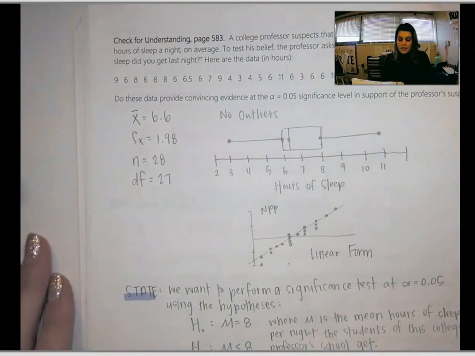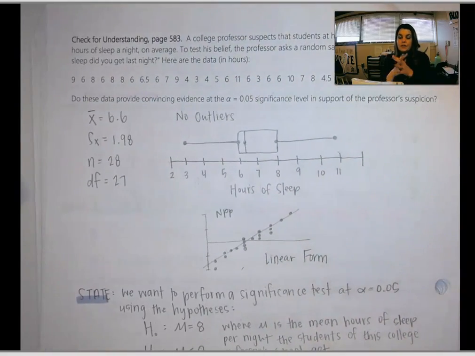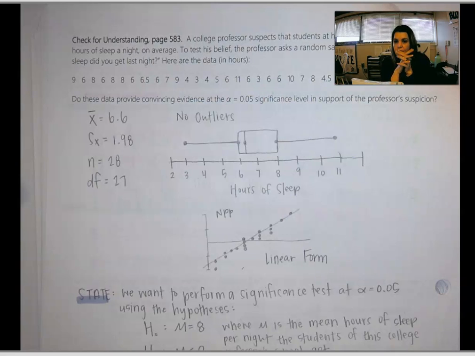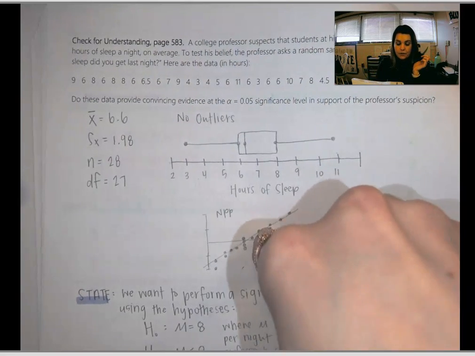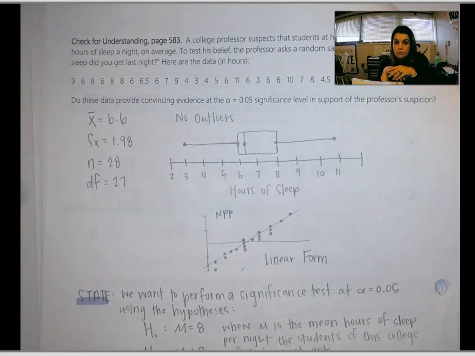Then our last problem is running a t-test given a set of data. So I set mine up a little bit differently than I did in class, and I mentioned this in the last video, and I think it's worth mentioning again. There is nothing on this paper that can be left off except for this normal probability plot. Everything else you must have.